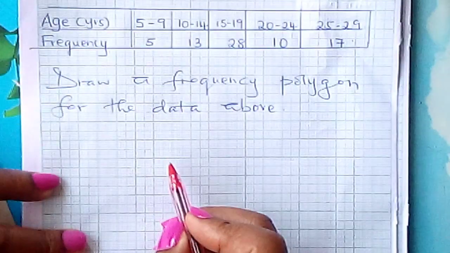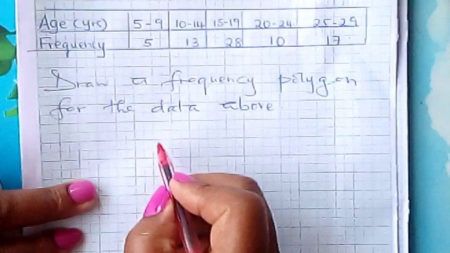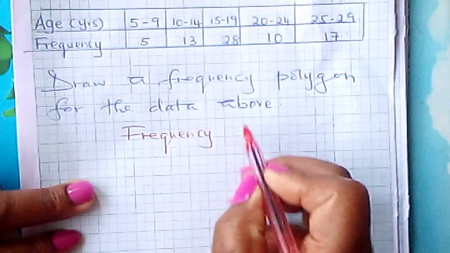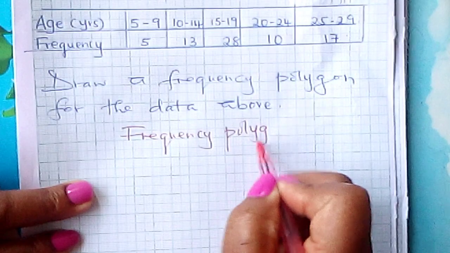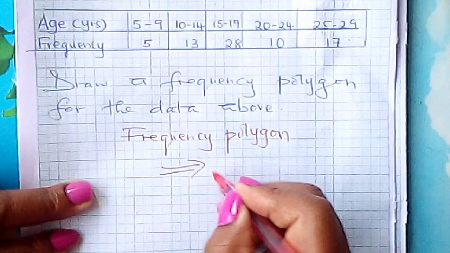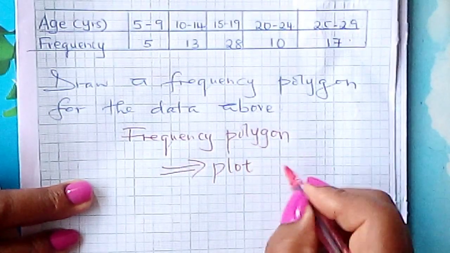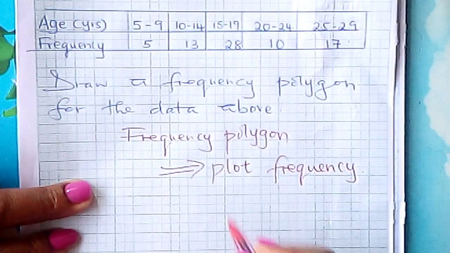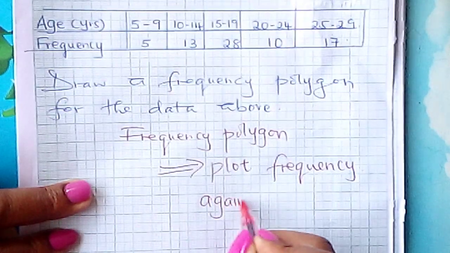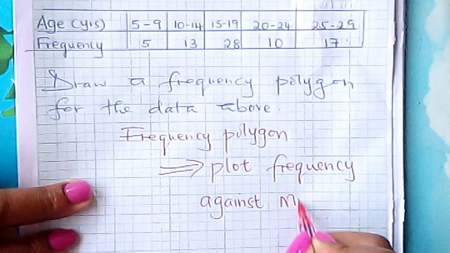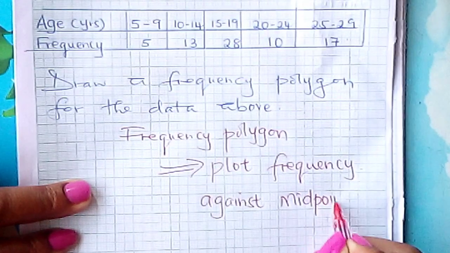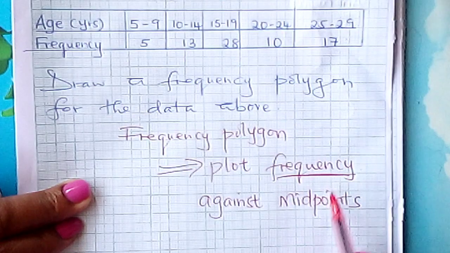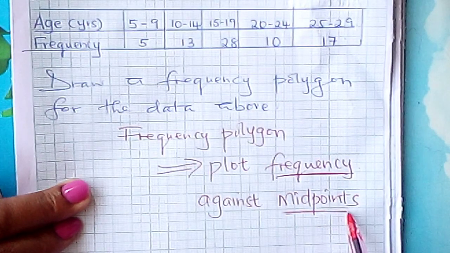How do we draw a frequency polygon? To draw a frequency polygon, learner, you plot what? You plot frequency, you have to have this in mind, against midpoints of the classes. Master that, learner. You plot frequency against midpoints of the classes.